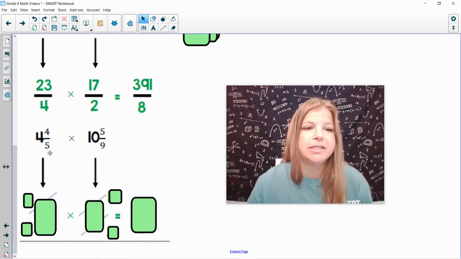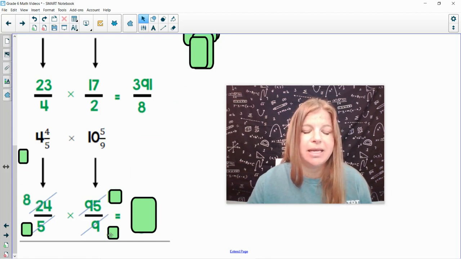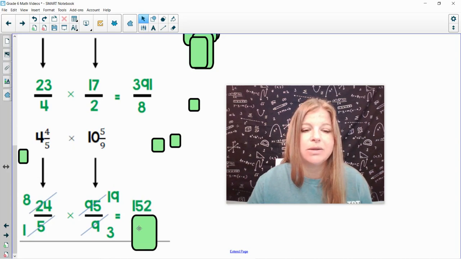4 and 4/5. So 5 times 4 is 20, plus 4 is 24 over 5. 10 and 5/9. 9 times 10 is 90, plus 5 is 95/9. We can cross simplify. 24 and 9 divide by 3 to get 8 over 3. 95 and 5 simplify by 5 to get 19 over 1. 8 times 19 will give us 152. And then 1 times 3 is just 3.